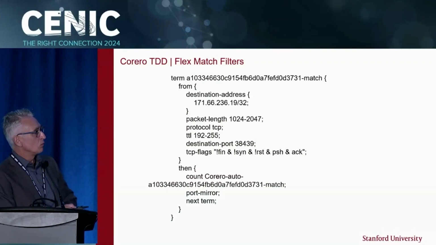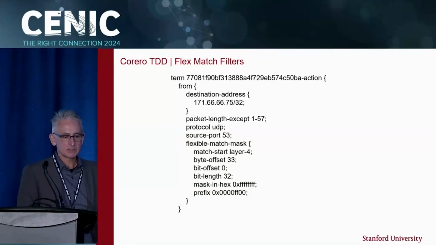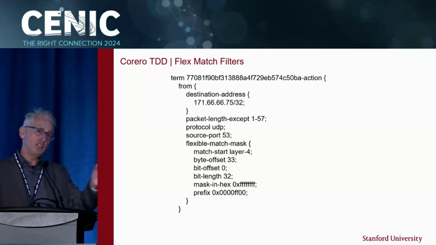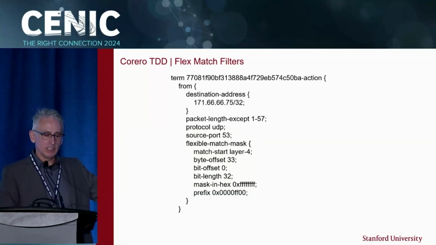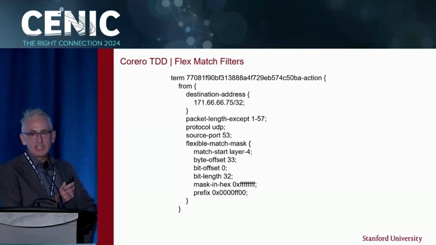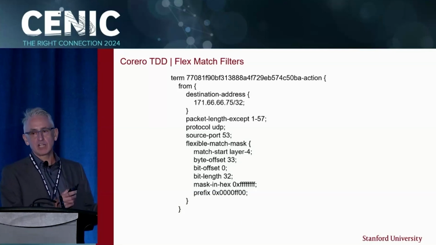So here you can see we're looking for a packet with a particular packet length. We're looking for a packet with a particular TTL, and we're looking for very specific TCP flags. So the second example here, I want to focus on this section, which is this flexible match mask. Okay, so we're starting at layer 4 here, and we're looking at byte offset 33. Now, what this actually means is we're looking at the 34th byte, because they like to count from 0. We're going to match all the packets here. We're going to do it for 32 bits, and we're looking for a specific prefix. These are very granular. They only take out the attack traffic, so it's very safe.